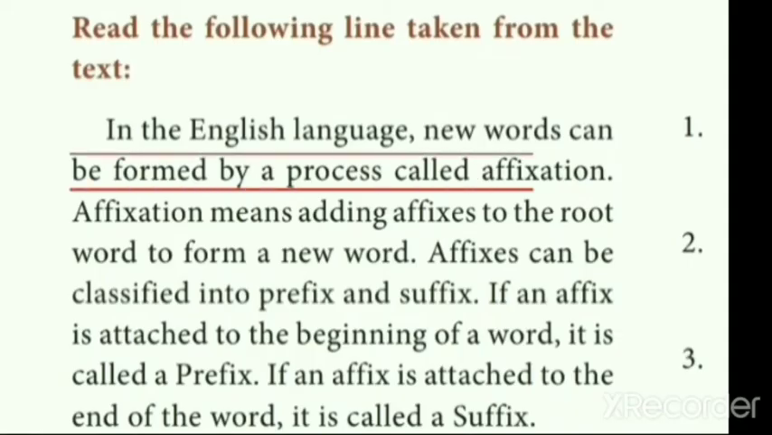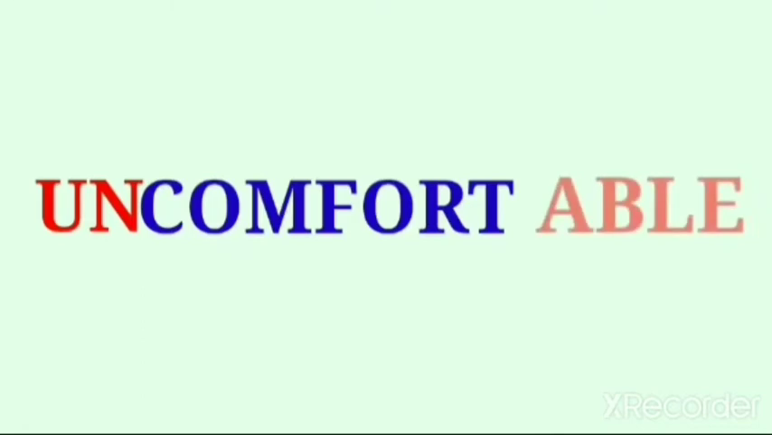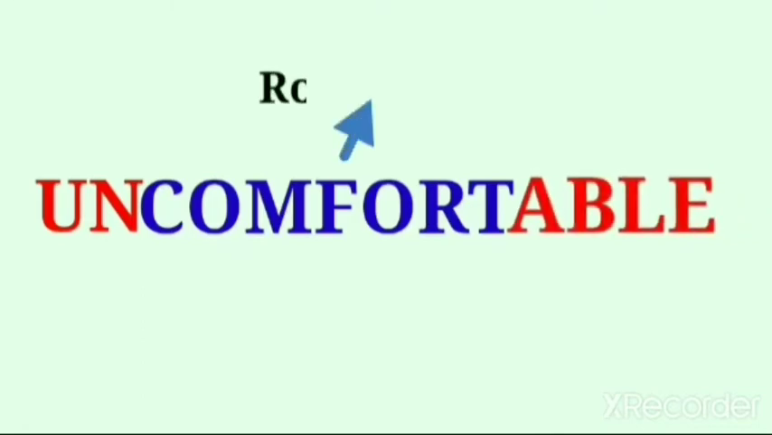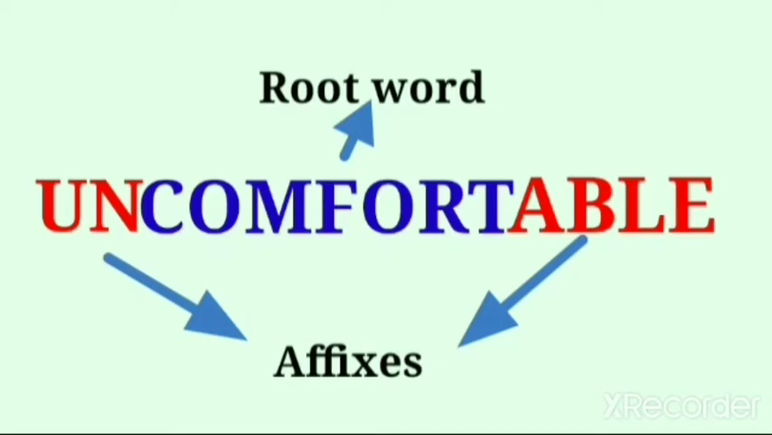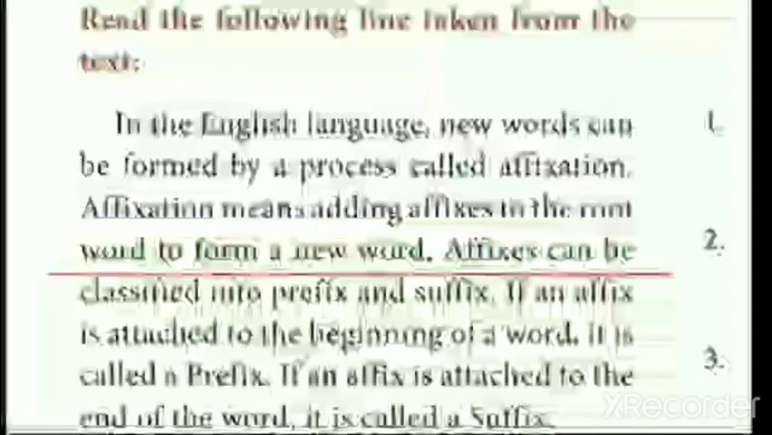In this video, you'll learn about affixes. In the English language, new words can be formed by a process called affixation. Yes, many English words are made by taking basic words and adding a combination to the beginning or at the end of the word to change the meaning. The basic word is called the root word and the added portion is called the affix. Affixation means adding affixes to the root word to form a new word.